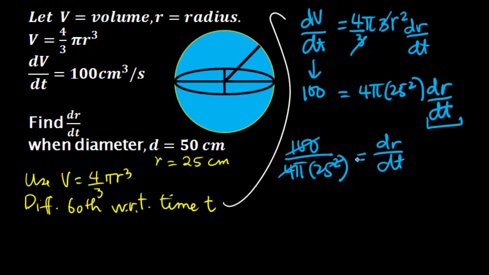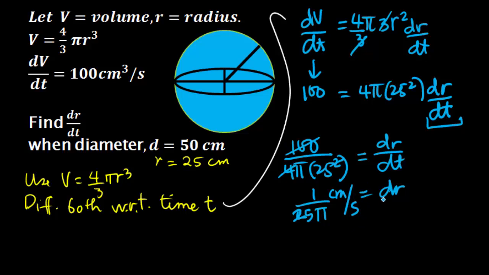So dr by dt is finally equal to 1 over 25 pi centimeters per second. Right, so how did the centimeters per second come about? This is cubic centimeters, this is squared centimeters, so 1 unit of centimeters is left, and there's still that per second, so that's the per second right there.